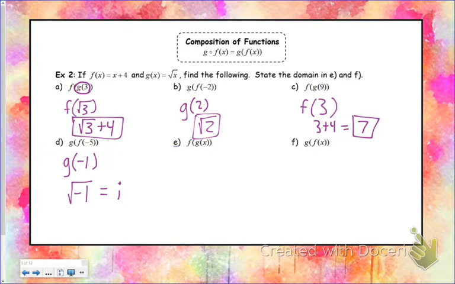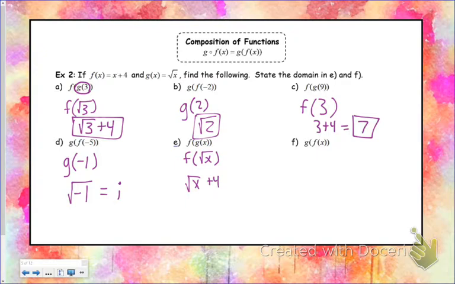All right, where this gets a little bit trickier is when we look at it in terms of a function as opposed to just finding a value. So g of x, we already know what g of x is. So f of g of x means we're going to take the g of x function and plug that in everywhere there's an x in the f of x function. So this is going to become f of the square root of x. Everywhere there's an x in the original function, I plug in the square root of x. So this becomes the square root of x plus 4.